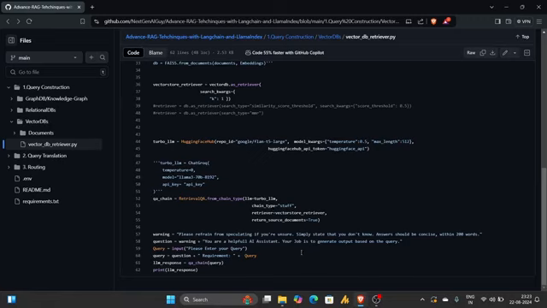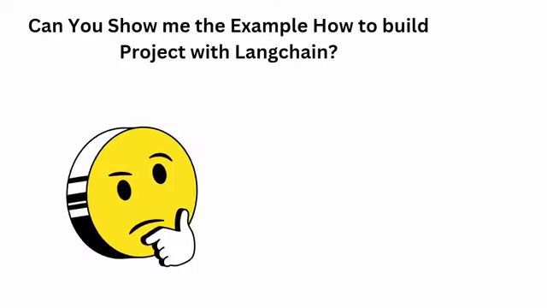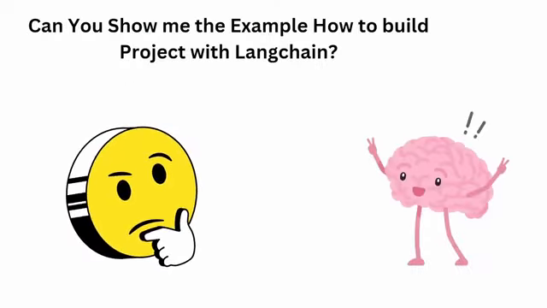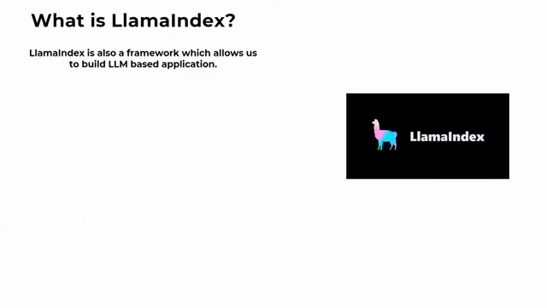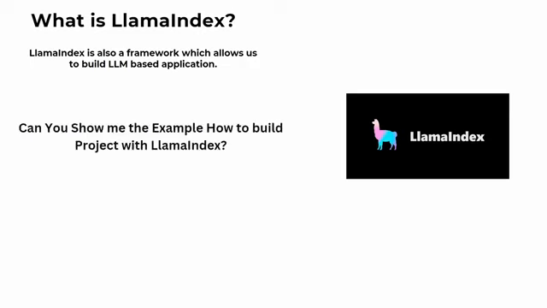So that's how we build a project with the help of LangChain. I have shown you how to build the project with LangChain. Now let's move to the next framework, which is the LlamaIndex framework. The LlamaIndex framework allows us to build LLM-based applications. This is also the same as what we have seen with LangChain. Some features are different from LangChain, but the overall objective is the same: to build an LLM-based application. Definitely, I can show you how to build the application with the help of LlamaIndex.